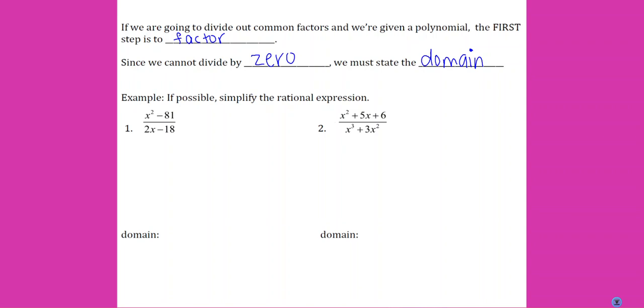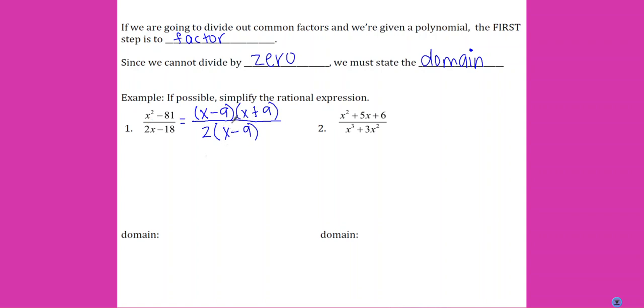So first thing we've got to do is factor. x squared minus 81 follows our difference of squares pattern, so it's going to be x minus 9 and x plus 9. In our denominator, we have a common factor of 2. And when we factor that out, then we're left with x minus 9.